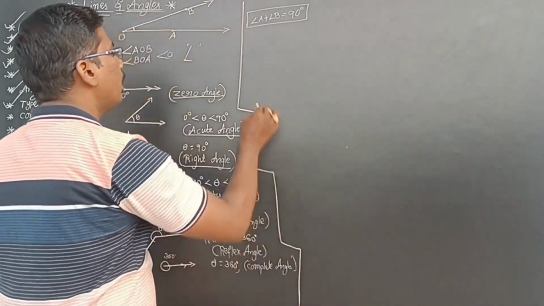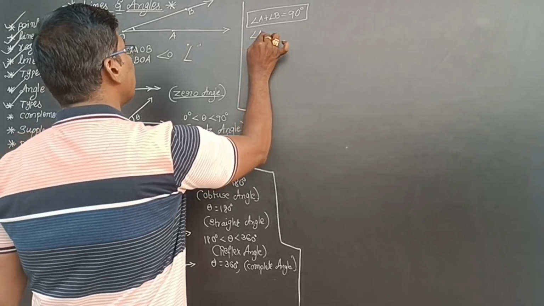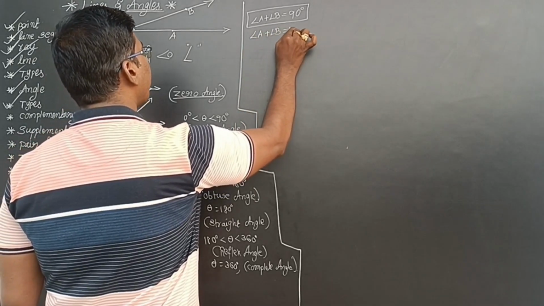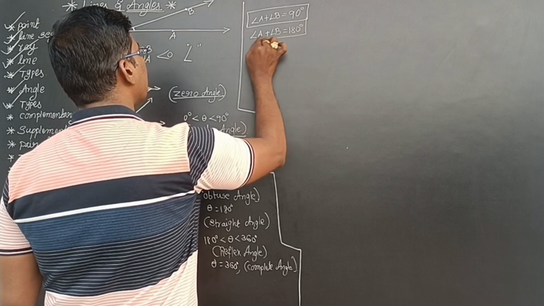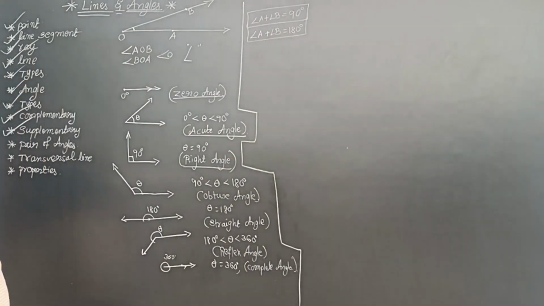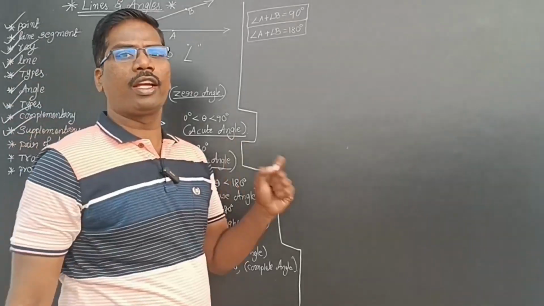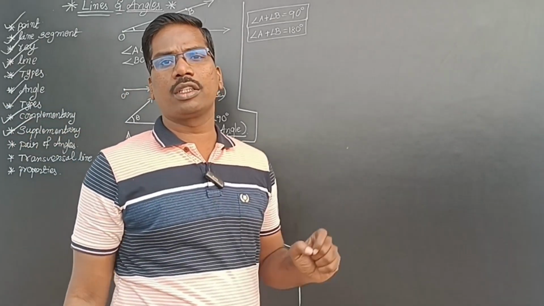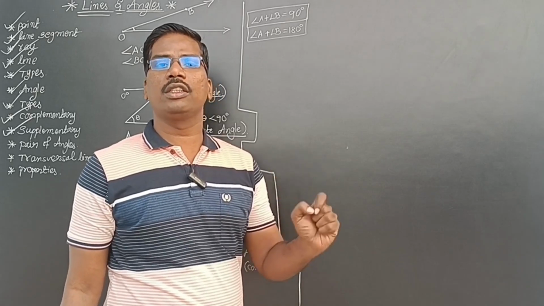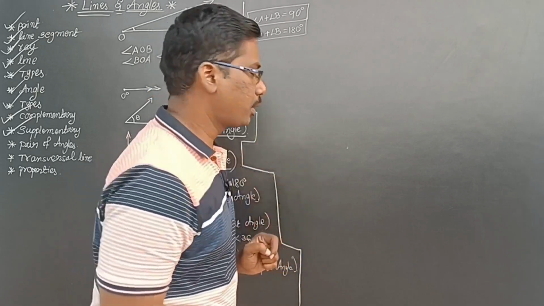If the sum of two angles is 180 degrees, then those are called supplementary angles. That is complementary angles and supplementary angles. If the sum of two angles is 90 degrees, they are complementary angles. If the sum of two angles is 180 degrees, they are supplementary angles.